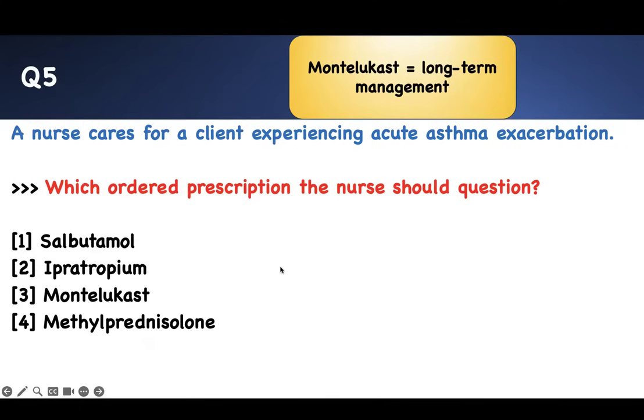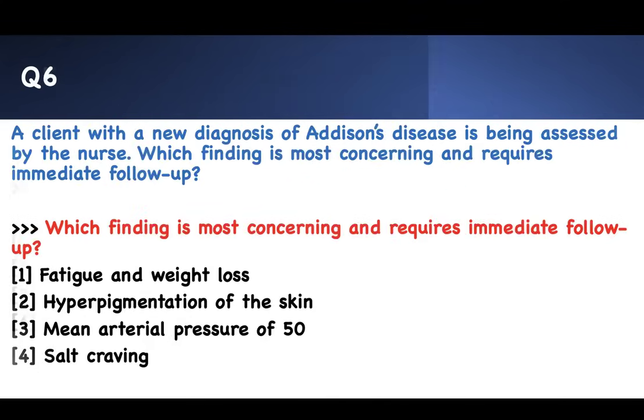But this is the way you should approach the question. You can see that it will be an easy question. The client with a new diagnosis of what? Addison disease, circle it.